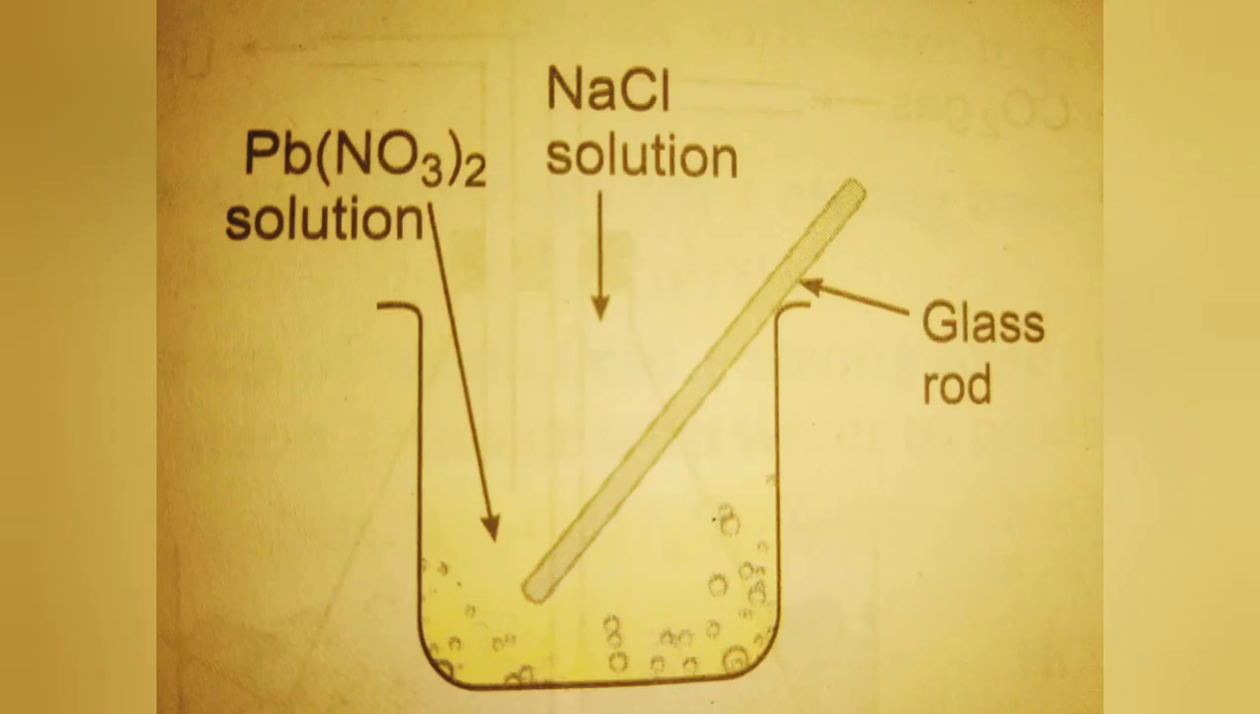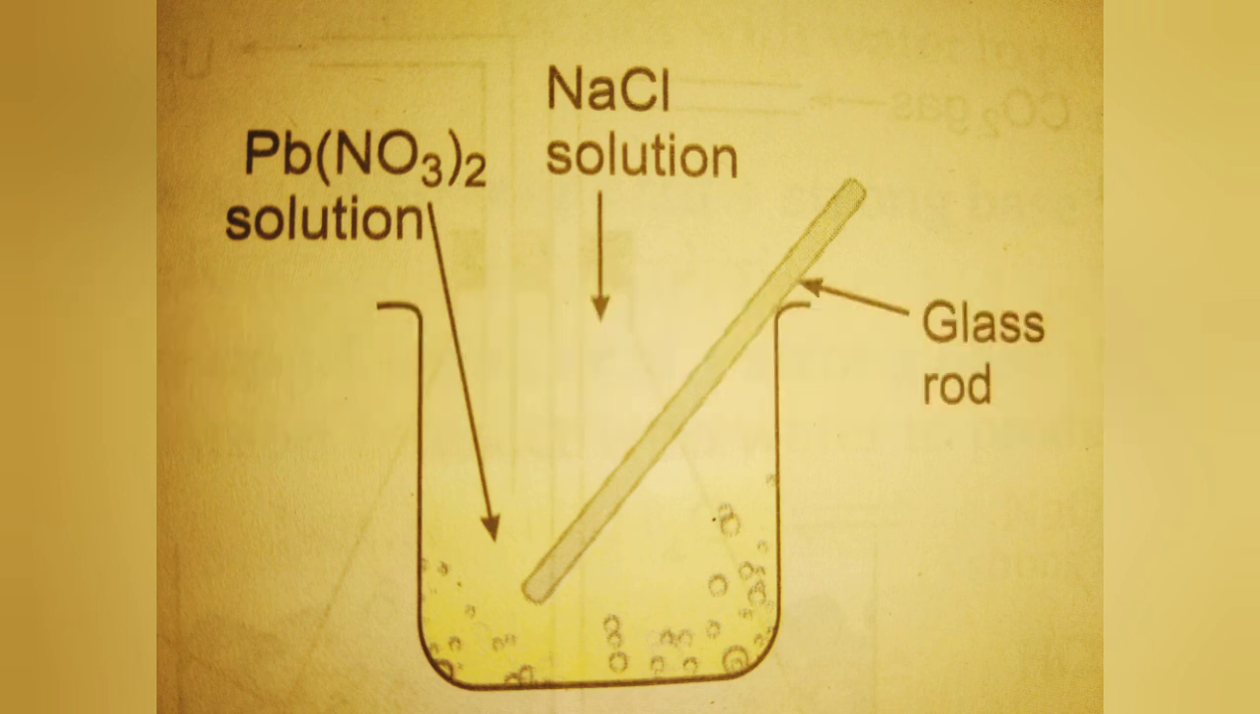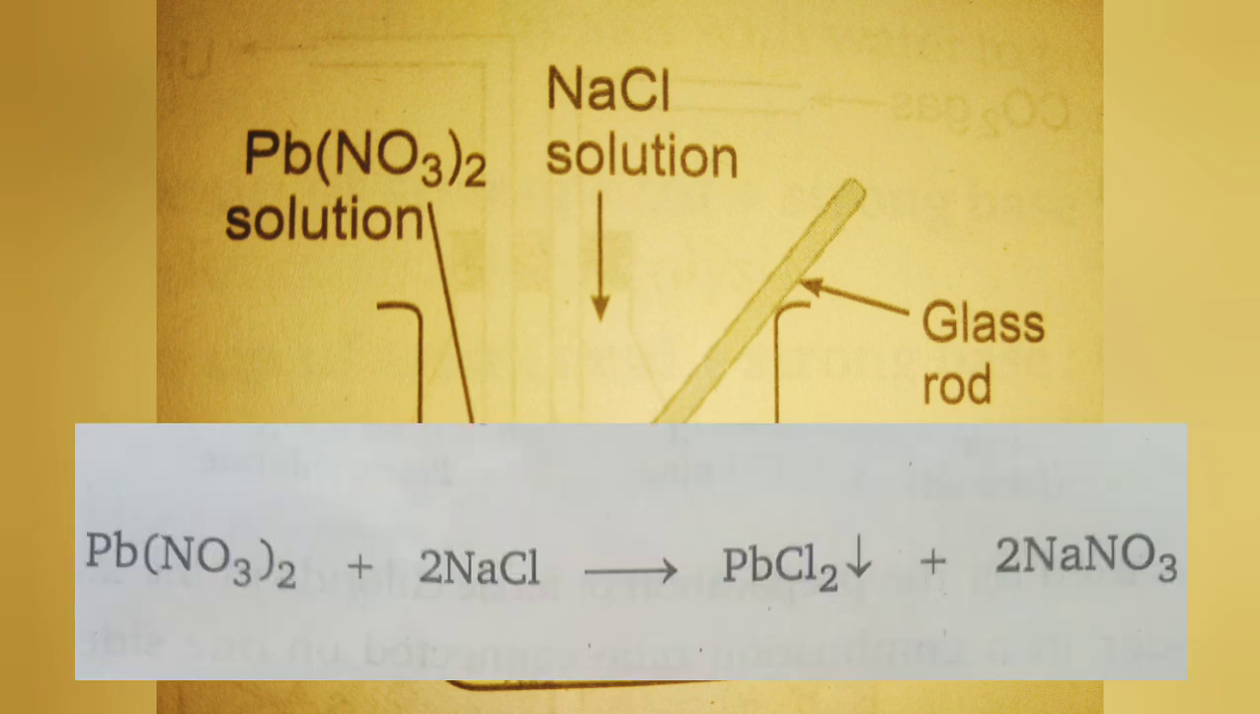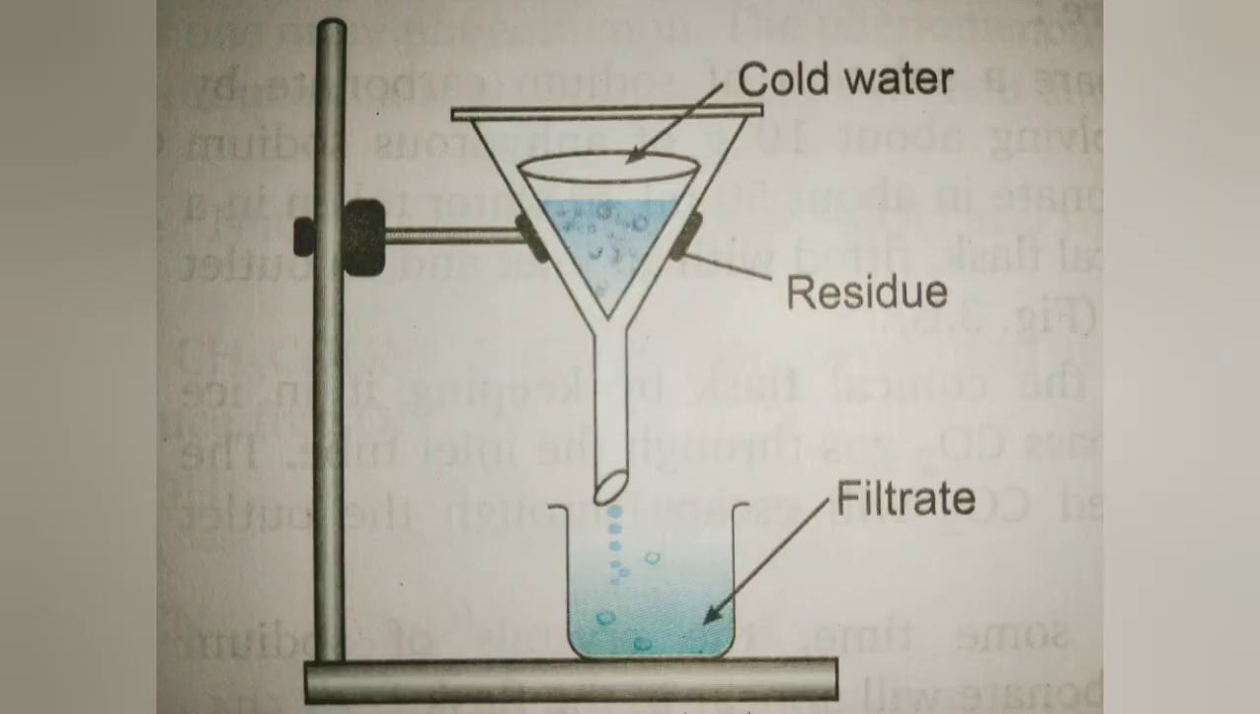Next topic is preparation of lead chloride. Lead chloride can be prepared by the reaction of lead nitrate and sodium chloride. To prepare lead chloride, first we take a solution of lead nitrate and add a sodium chloride solution to it from another beaker. It results in the formation of a white precipitate. The precipitate is separated with the help of a filter paper and it is washed many times with cold water.